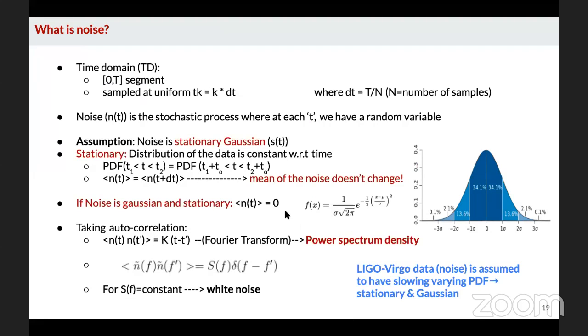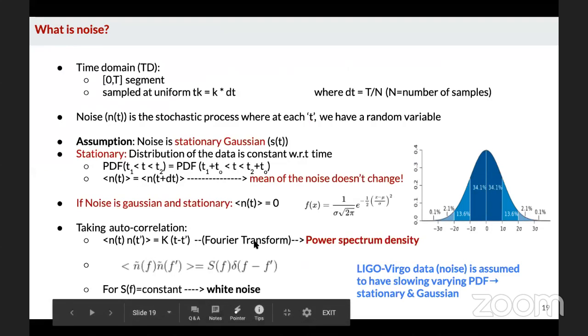Now, if we take the autocorrelation of this particular noise, which is Gaussian in nature, and Fourier transform it, we get the power spectral density, which is defined in this way. Now, what do you understand by power spectral density? It basically defines the power per unit time, per unit frequency in a frequency bin. This is what power spectral density tells us.